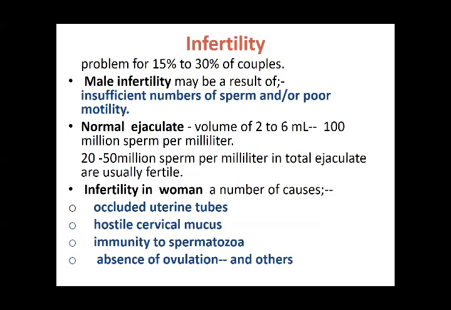What is infertility? Infertility is a problem for 15 to 30% of couples. Male infertility may be a result of an insufficient number of sperms, or they are morphologically not normal in structure, or the motility is poor. A normal ejaculate is about 2 to 6 ml, with 100 million sperm per milliliter, or 20 to 50 million in the total ejaculate, and such men are usually fertile. Infertility in women is because of uterine tube problems, hostile cervical mucus, immunity to spermatozoa, or absence of ovulation and other features.